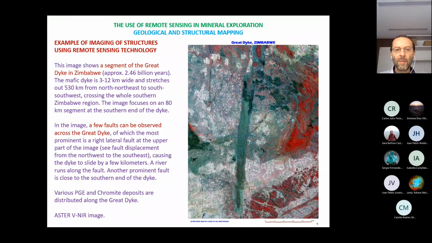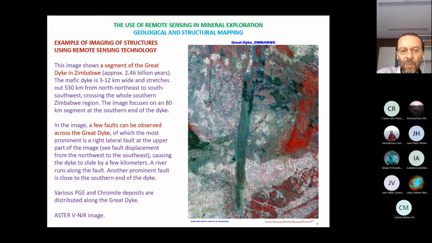Okay, so here is an example of what's called the Great Dyke in Zimbabwe. So this is very famous. Imagine you have a dike. So the dike is a tabular body that was filled by magma. And what's interesting about the Great Dyke in Zimbabwe is that it extends for more than 500 kilometers. And you see it has a width of 3 to 12. So it's really great, a Great Dyke.